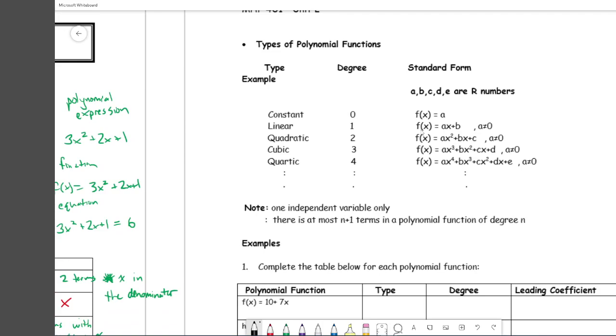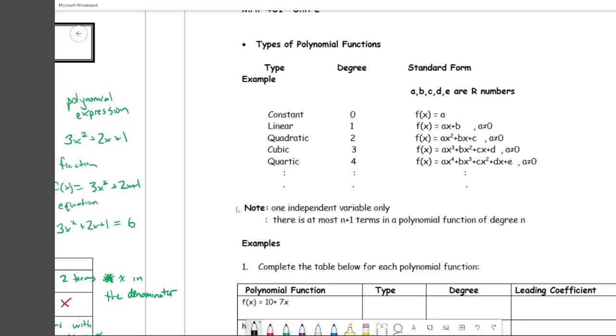Now, these things have names up to quartics and quintics. We don't really go beyond quartics for our purposes, but we could. Once you see how it works at 3 and 4, you can extrapolate how it will work for 5, 6, 7, 8, 9, 10, etc.